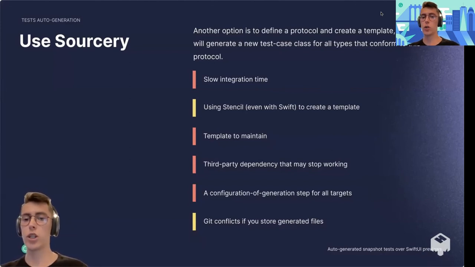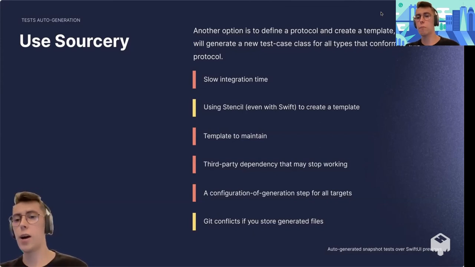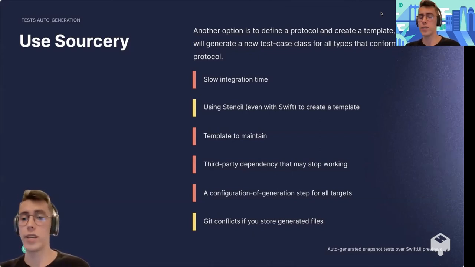The integration time is pretty slow, because you also have to configure that step for all of your targets. For example, if you don't have just an app, but a modularized app with a lot of targets, you have to configure that generation for all targets. And if you add a new one, you also have to maintain that. And if for some reason you decide to store those generated files in your Git, you also want to get rid of conflicts. And the last one is the fact that Sourcery is a third-party dependency. You may always expect it to stop working. It's much more reliable these days, but maybe a few years ago we faced a lot of issues when we migrated to a new Xcode version.